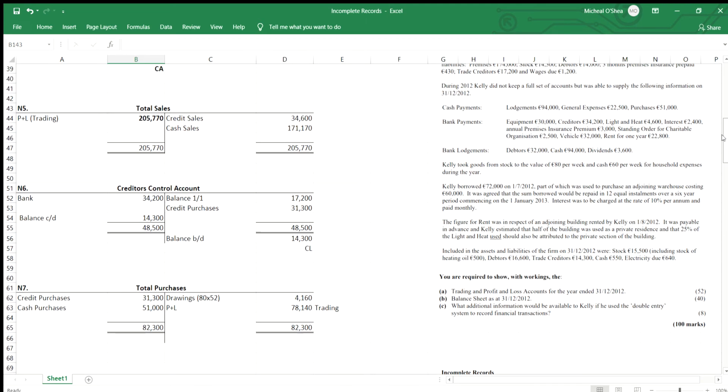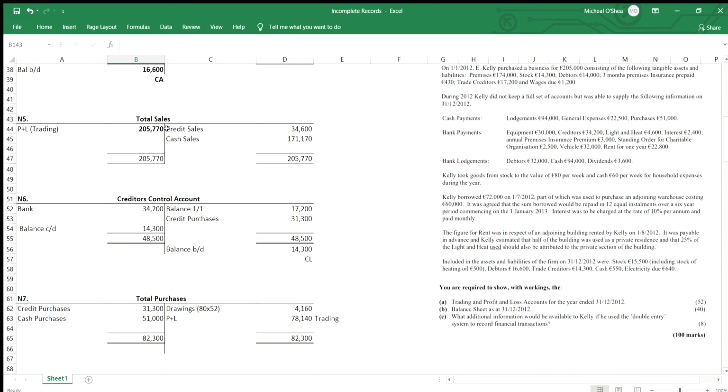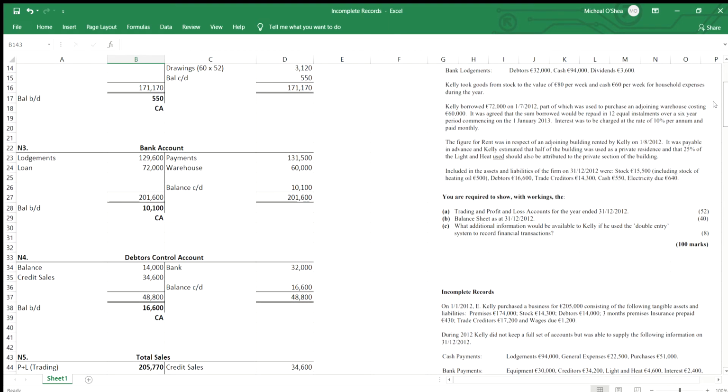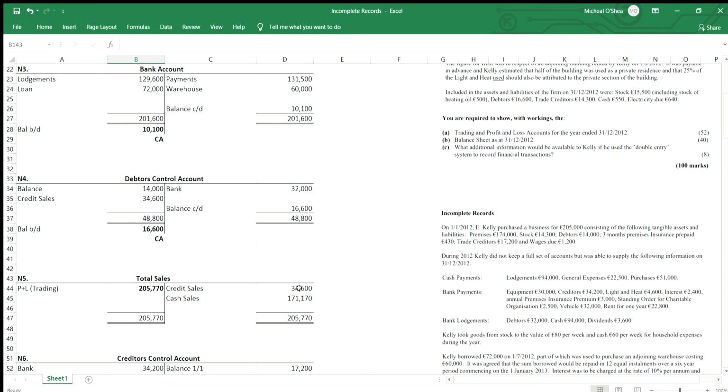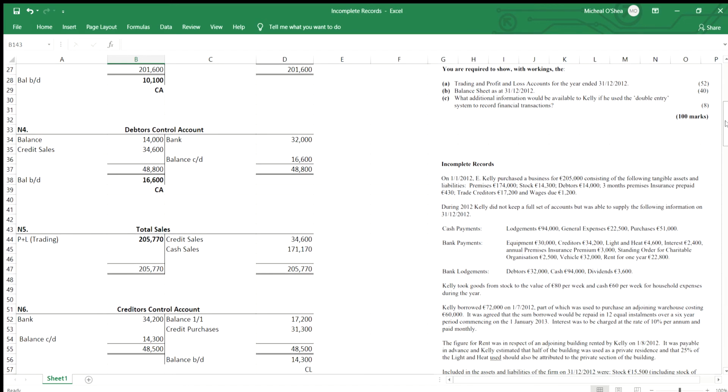And just to clear it up, I also turned this into a T account. Credit sales that I got from my debtors account up here. So this is my credit sales, 34,600, and this is my cash sales, my cash account. Let's take both of those figures, let's put them on the credit side, difference is my P&L. So I've just turned those into T accounts as well.